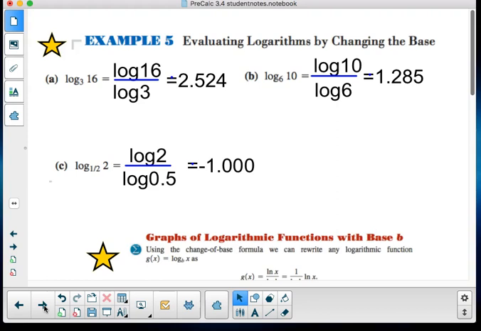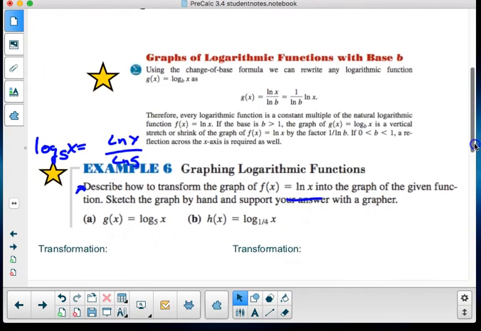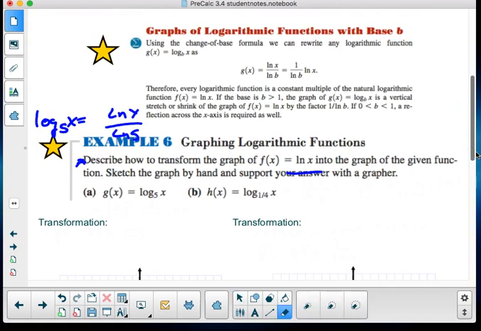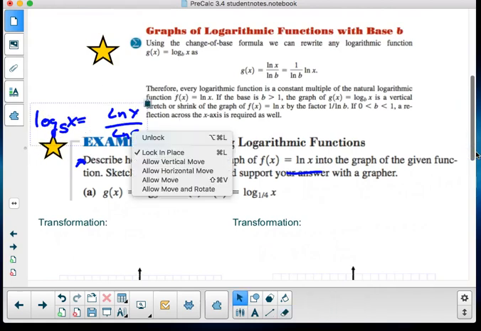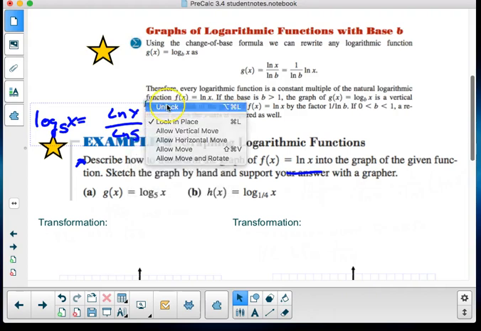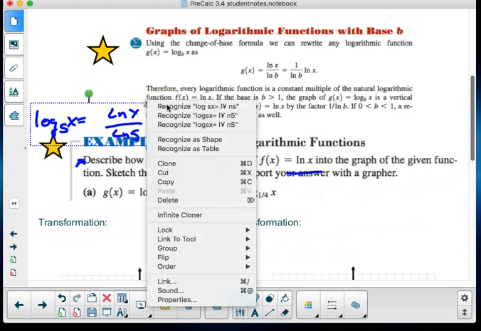Okay, so now we're doing change of base. Because we're doing change of base, there are some properties that extend to it. Now, graphs of logarithmic functions with base b. That's what we're looking at. And we're gonna get rid of some stuff, because some of this stuff needs to go bye-bye.